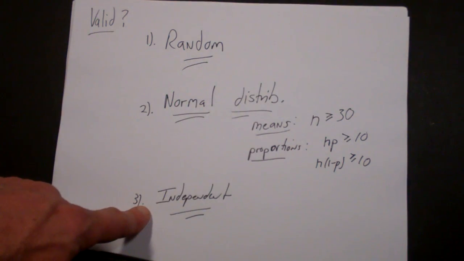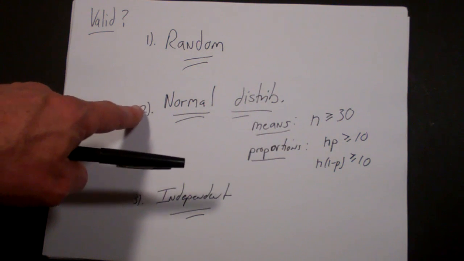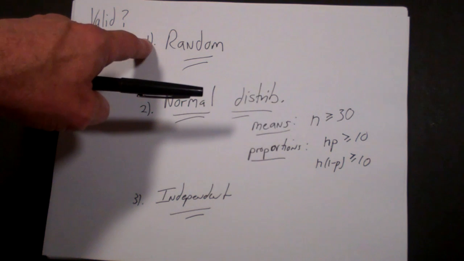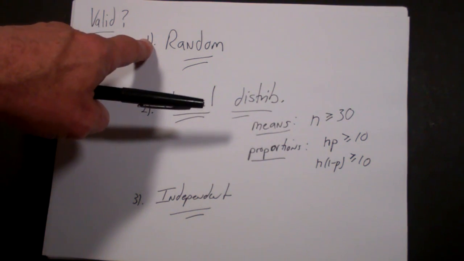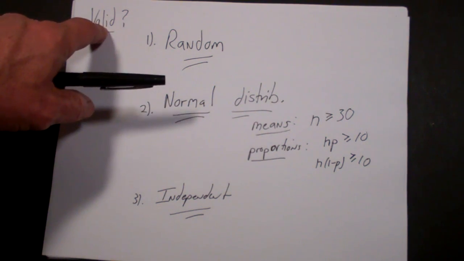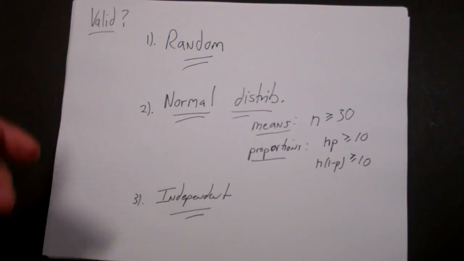So if it is independent, and you have reason to believe your estimator is normally distributed, and if your sample is drawn at random from the population, you should be pretty confident your confidence interval is valid. Otherwise, you should not be.